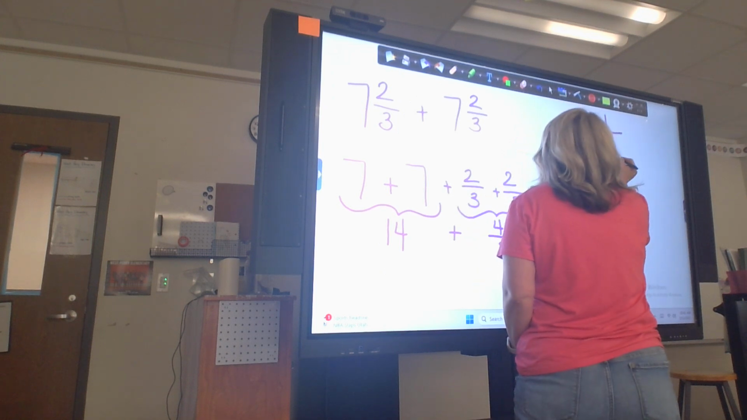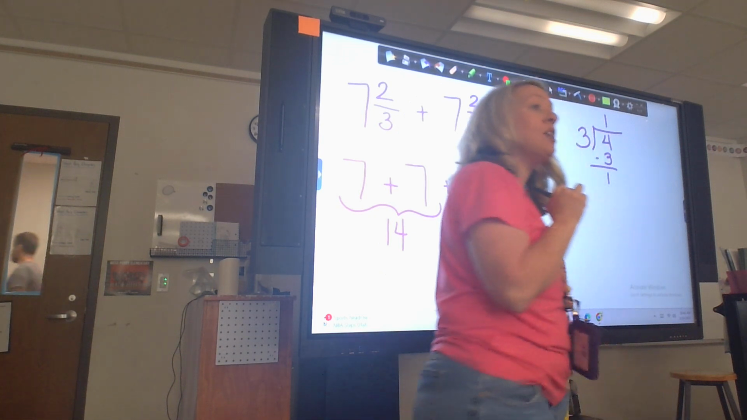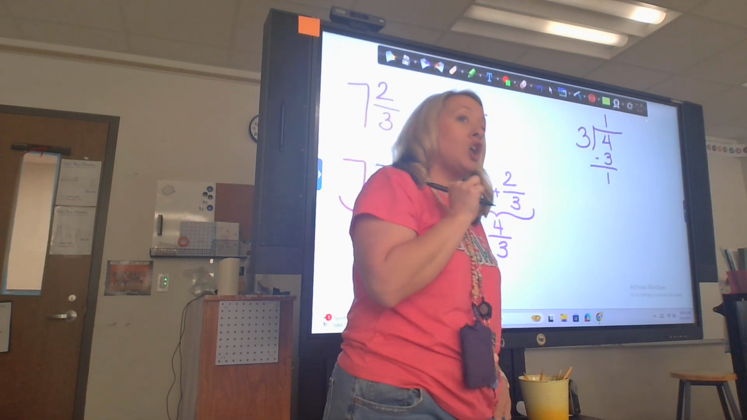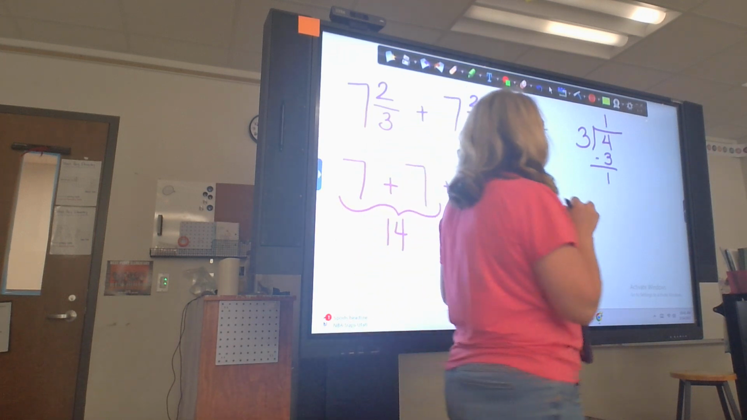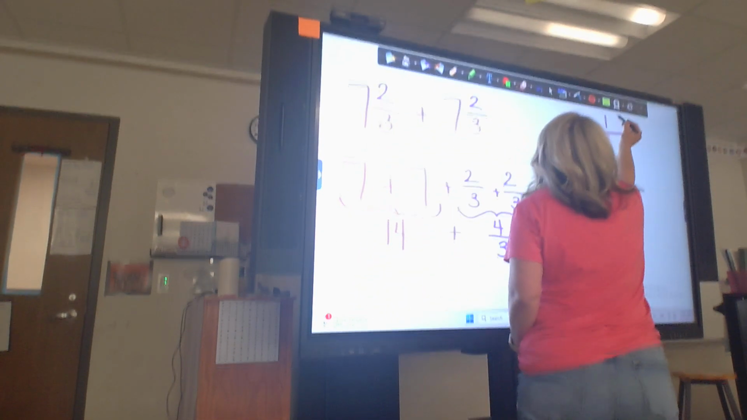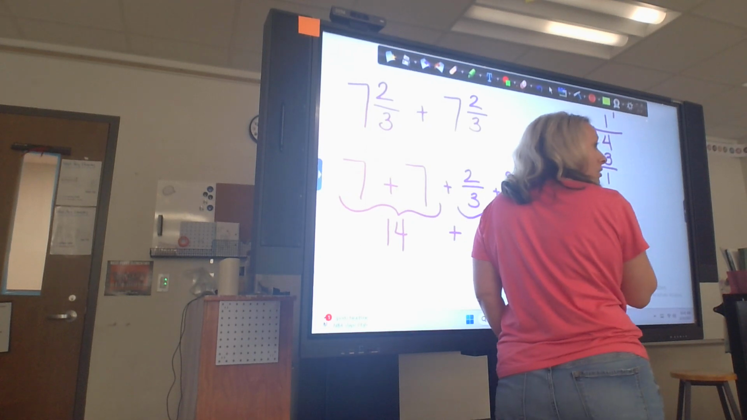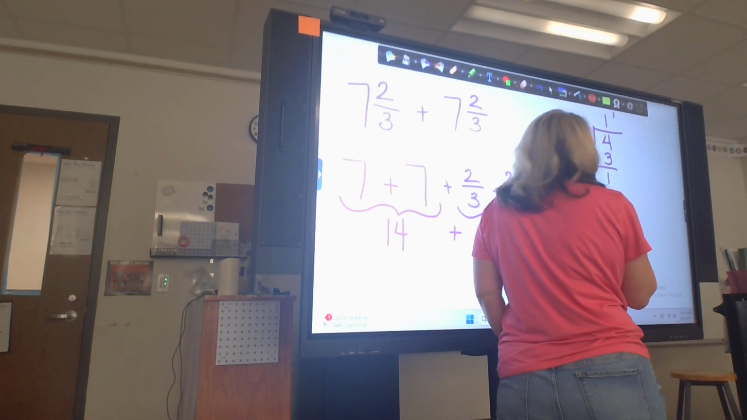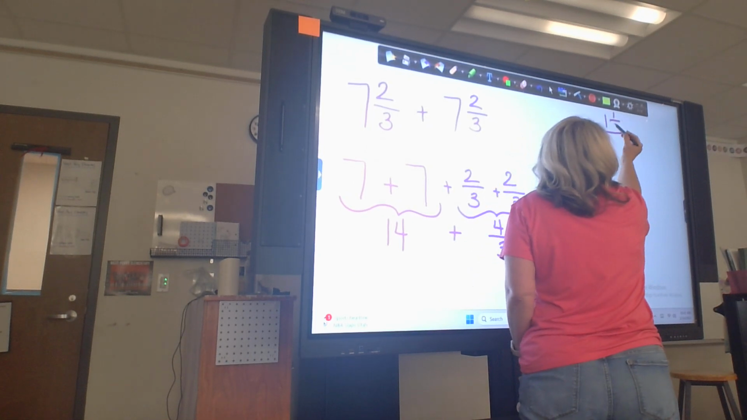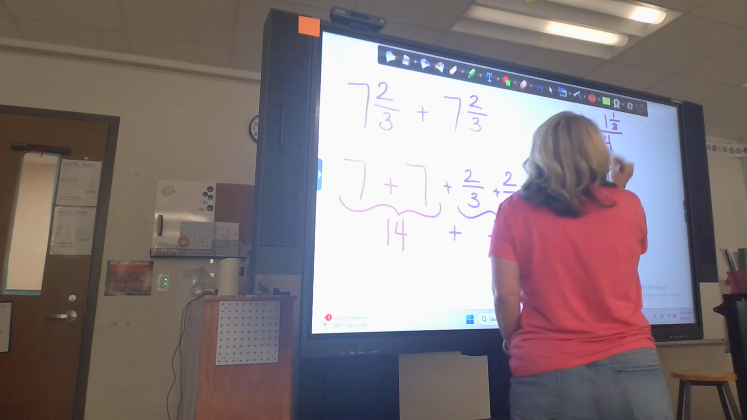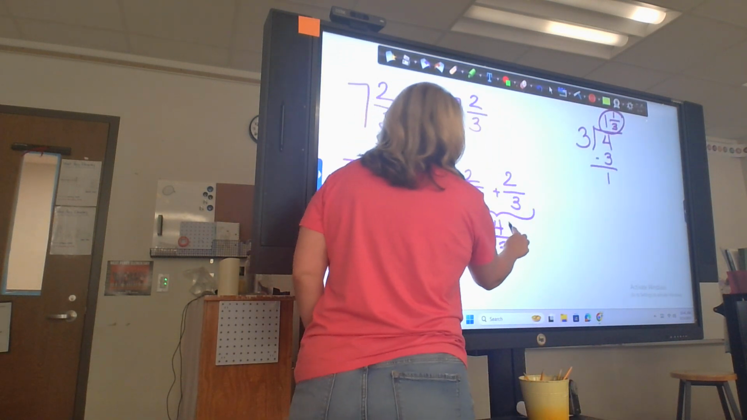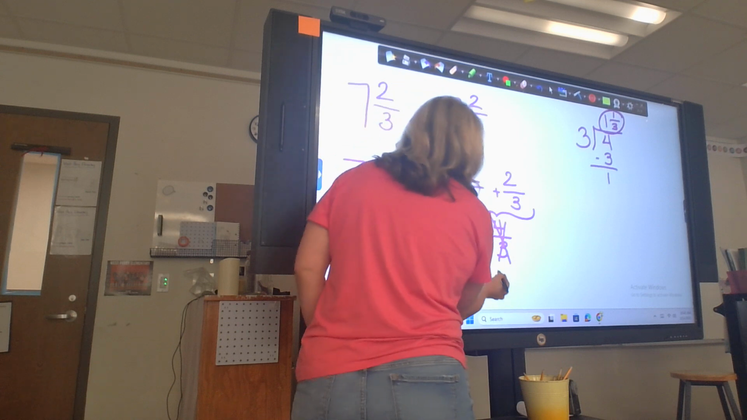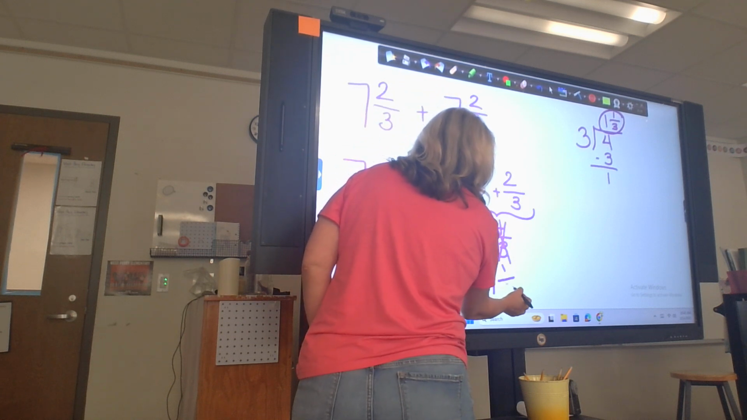1 times 3 is 3. You subtract, you get a remainder of 1. What do I do with the remainder? Danny, what do I do with that remainder of 1? I put it up here on top as my new numerator. What is my denominator, guys? 3. So now, this 4/3 is actually 1 and 1/3.